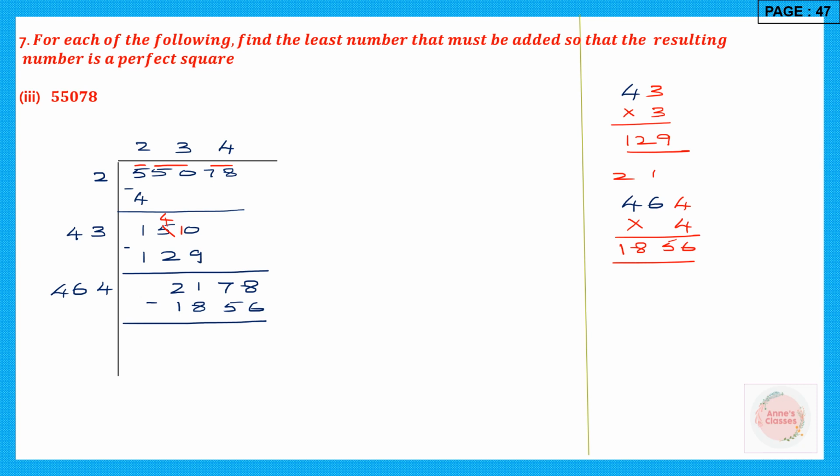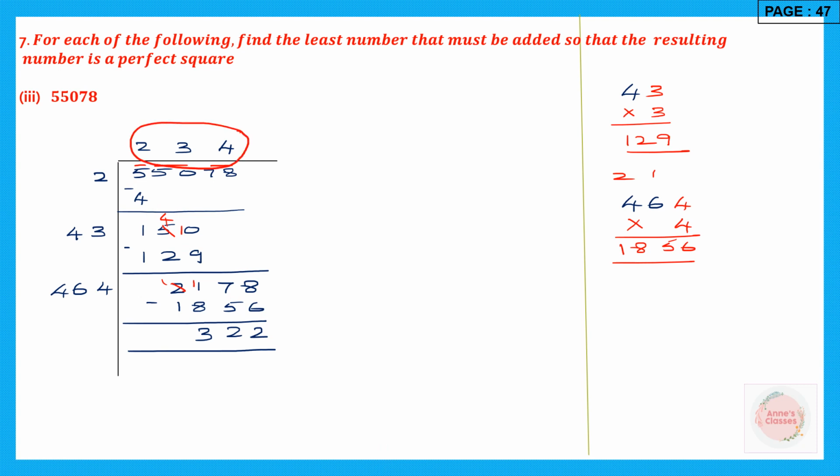8 minus 6 is 2 and 7 minus 5 is 2. Here we need to borrow. So this is 1, 11. 11 minus 8 is 3. So here we have 322 as the remainder. Since the question is to find the least number that must be added, we are not looking at the remainder. We are looking only at the quotient. So this is our quotient.